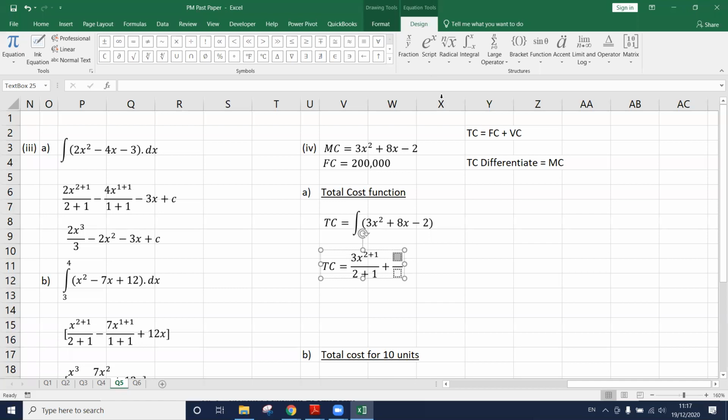8x, add 1 to the power and divide by power plus 1. When we are integrating a constant, it should be that constant times x. Apart from that, we need to allow for the constant of integration. Right? So further, we can simplify this one.